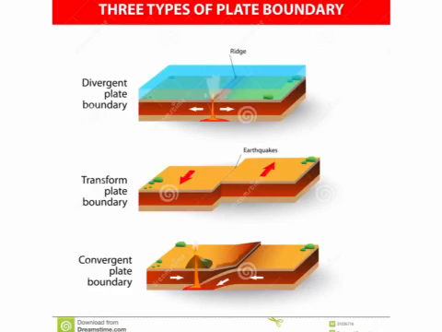As we know, earthquakes are caused by the movement of tectonic plates. These movements can be classified into 3 types: divergent, transform, and convergent. Divergent boundaries are where new crust is generated as the plates pull away from each other. Transform plate boundaries are where crust is neither produced nor destroyed, as the plates slide horizontally past each other. And convergent plate boundaries are where crust is destroyed as one plate dives underneath the other.